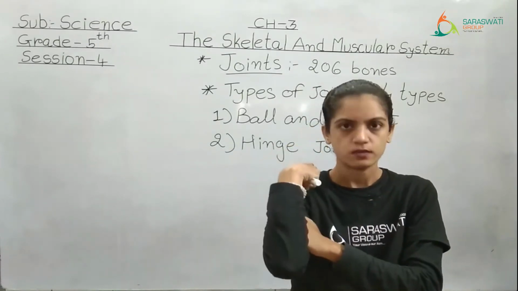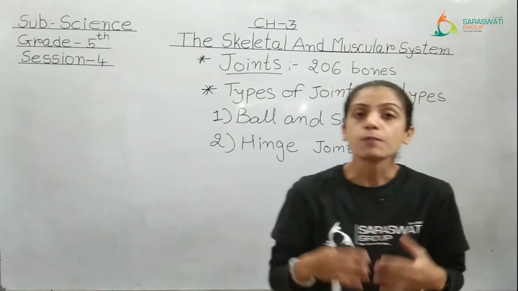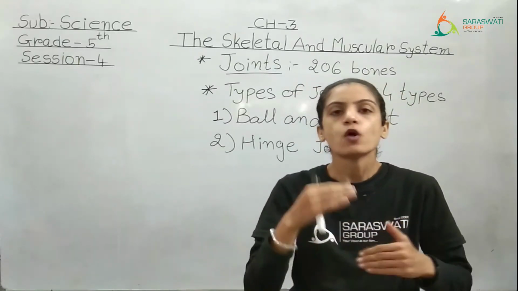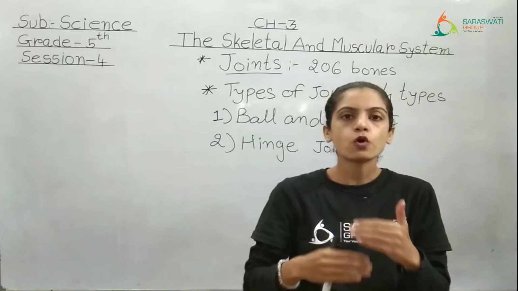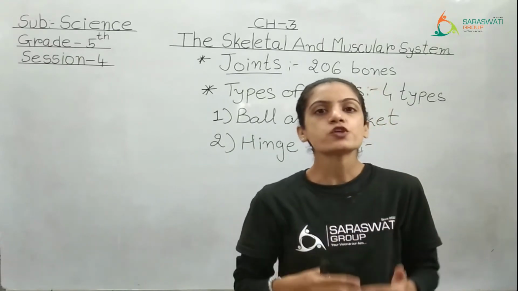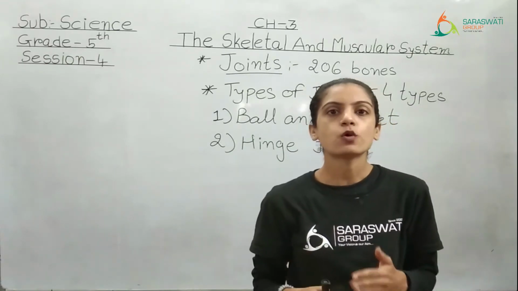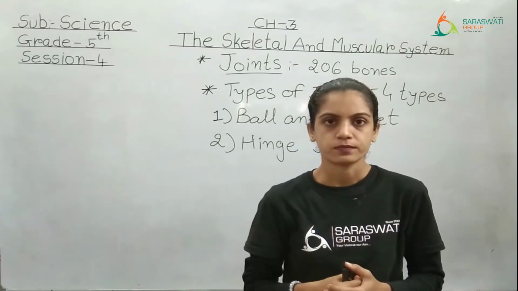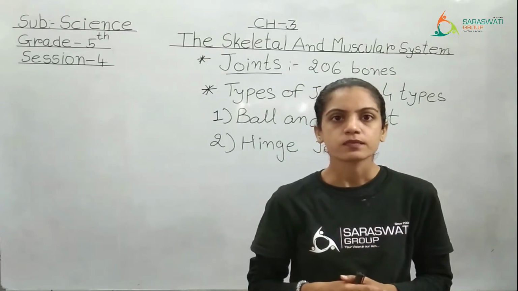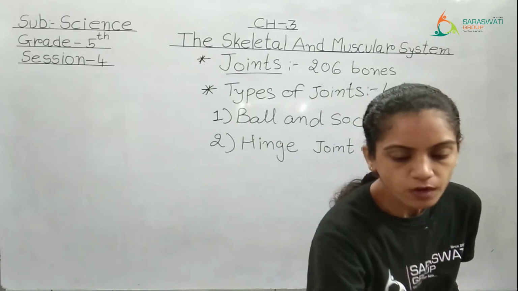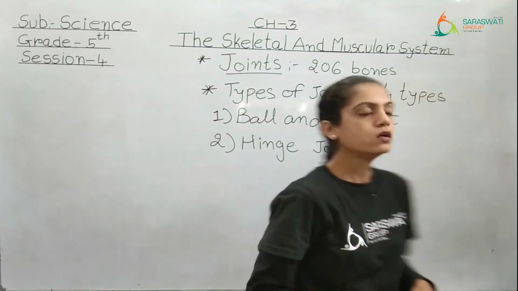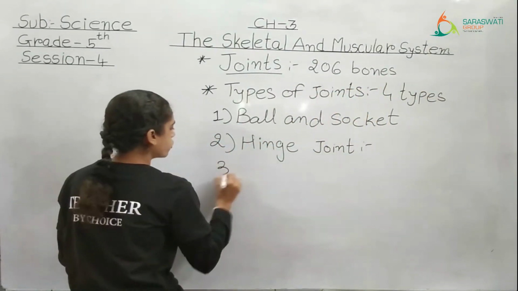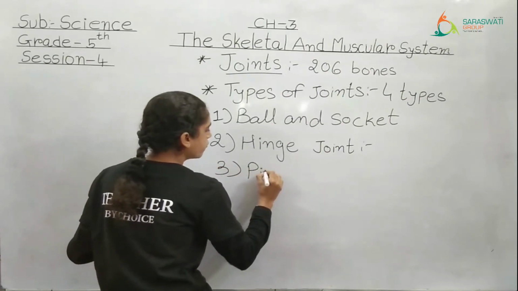Like this, right? Okay, so the type of joint which can move only in one direction like the doors of the houses, that joint is known as what? It is known as hinge joint. Clear till here? Right? Now, further we are moving to the third type of joint, which is pivot.